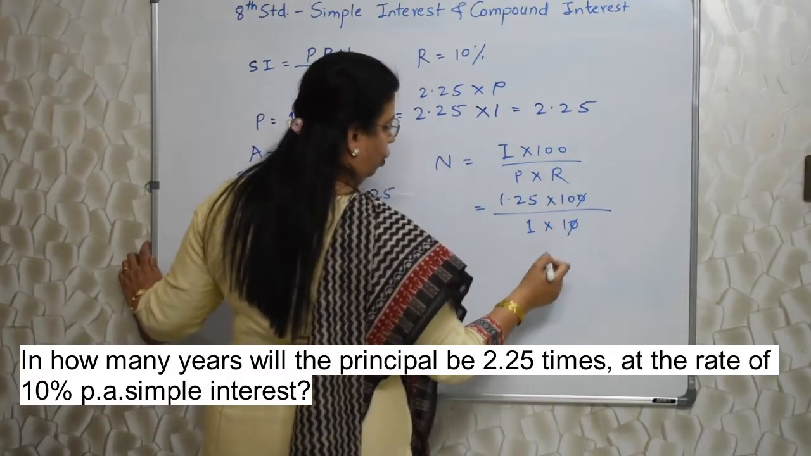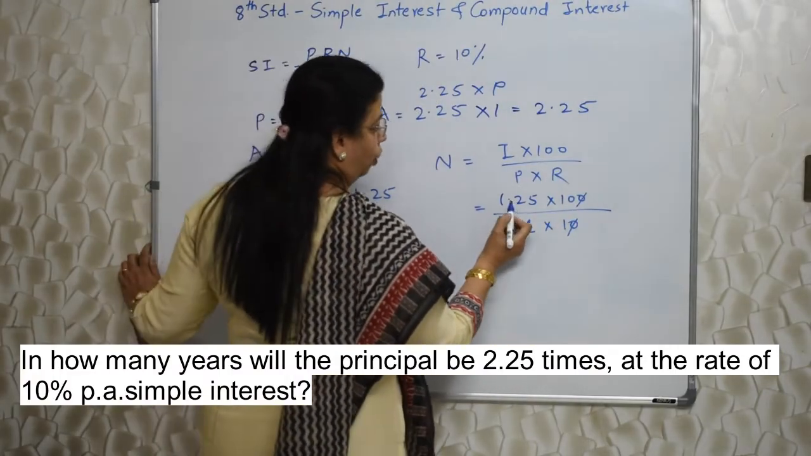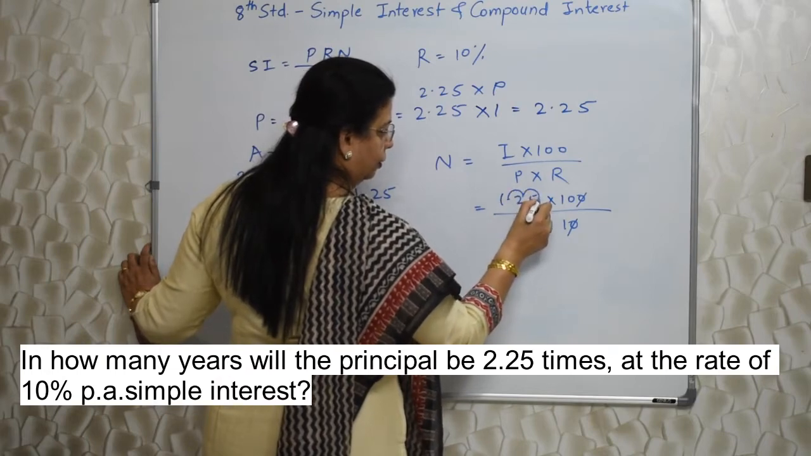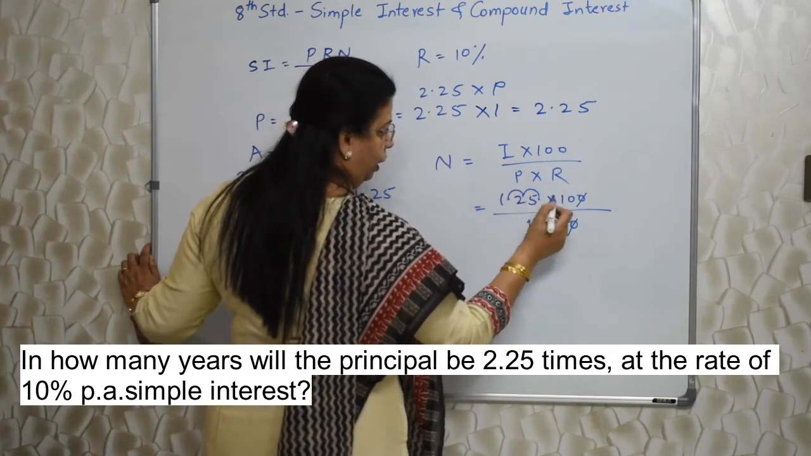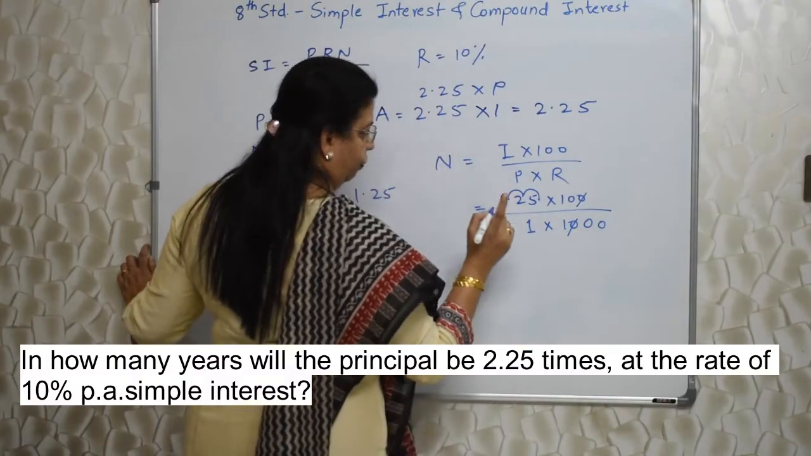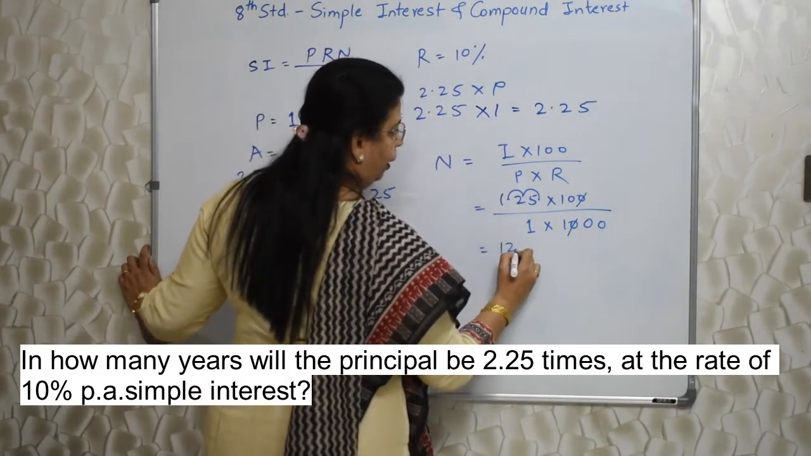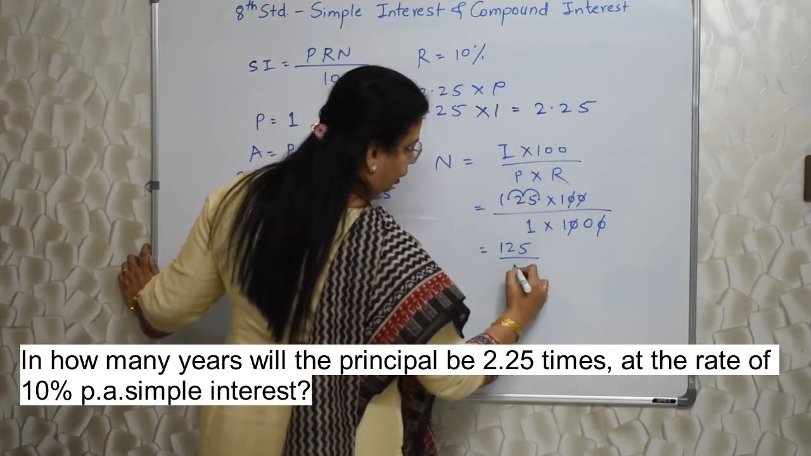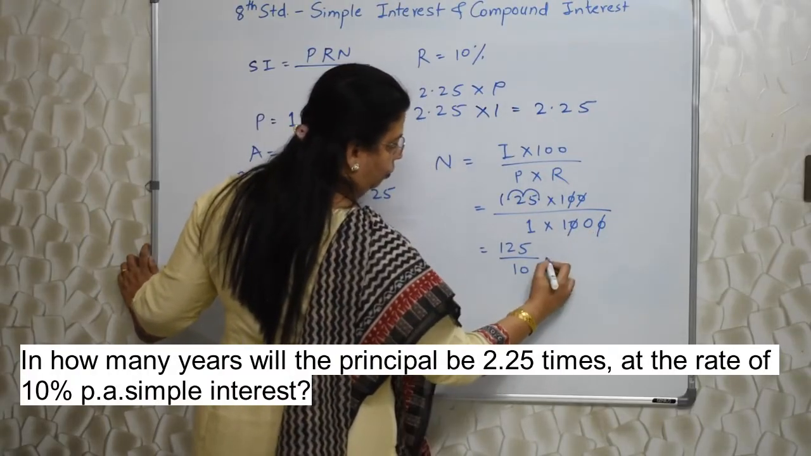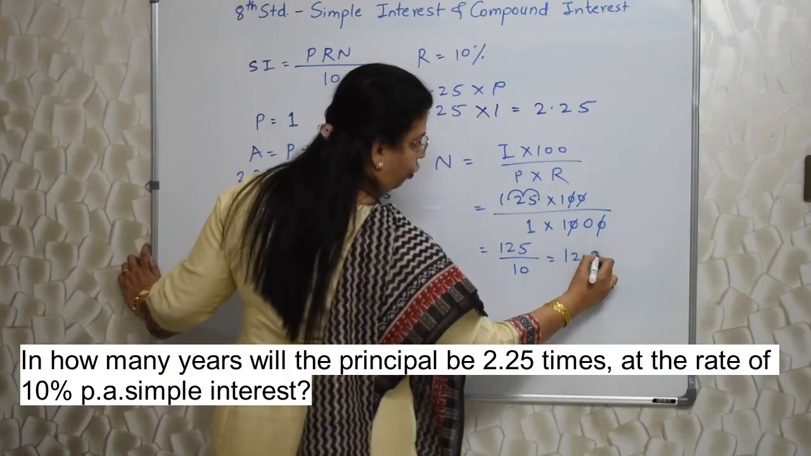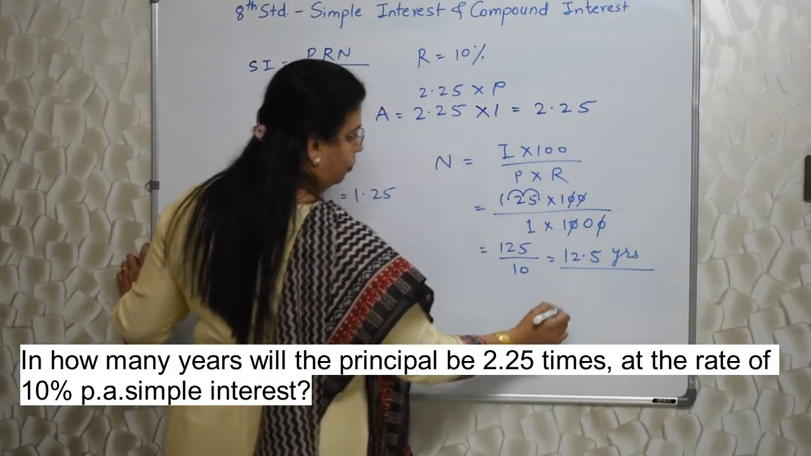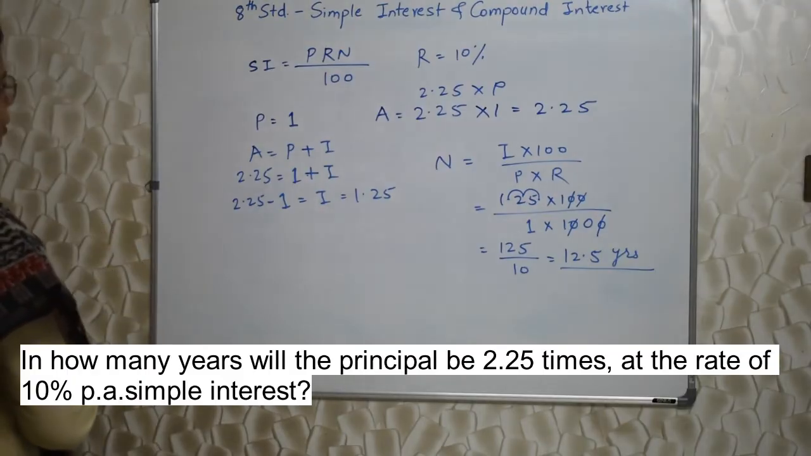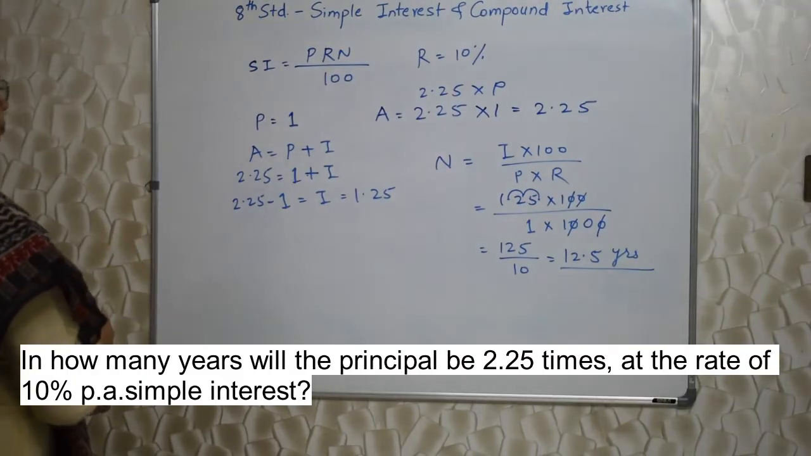Okay, 1 0 gone. If you don't want this decimal, shift it here. But when you are jumping 2 times, you have to keep 2 zeros here. Don't forget that. So it is 125 and this 1 0 can go with this. So only 10 is remaining, 1 and 0. So answer is 12.5 years. 12.5 years. Right? So easy.